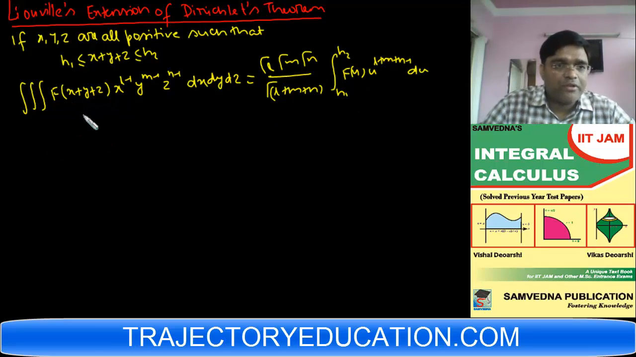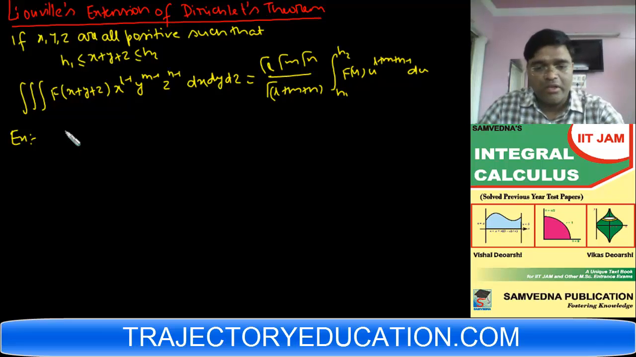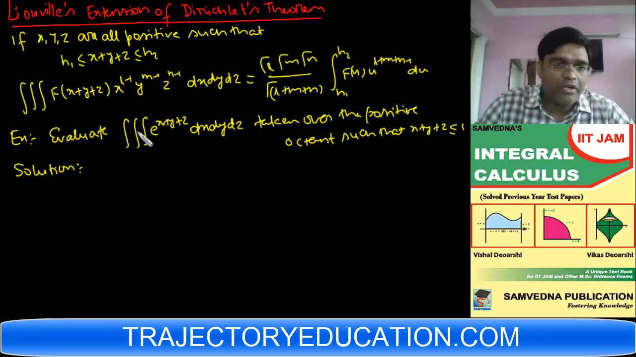So this is very important. This has huge application. I'll take an example to explain how it works. Let's suppose we have to evaluate the triple integral of e to the power x plus y plus z dx dy dz taken over the positive octant such that x plus y plus z is less than or equal to 1. See, this satisfies the Dirichlet condition.